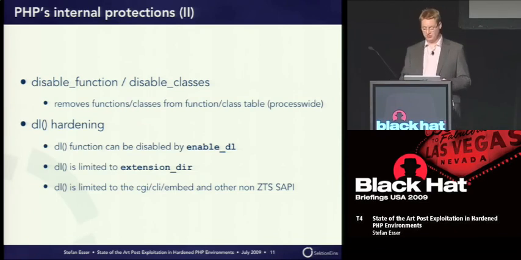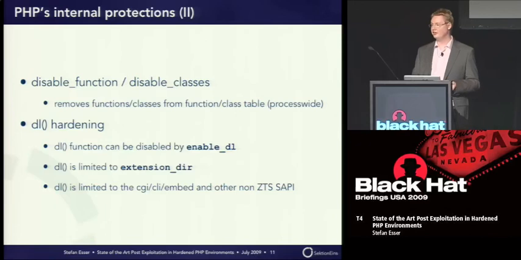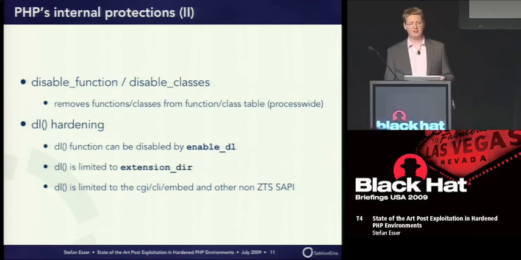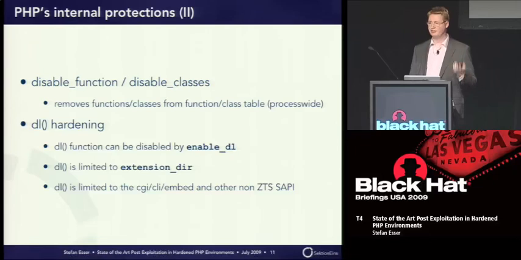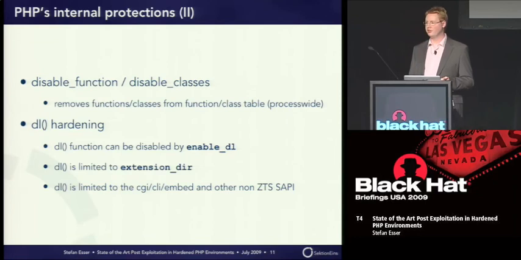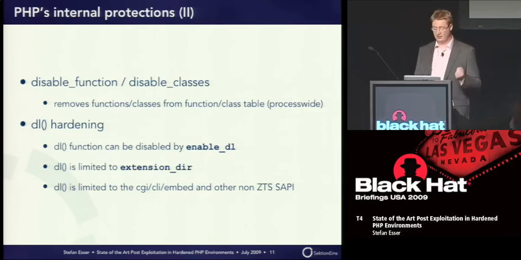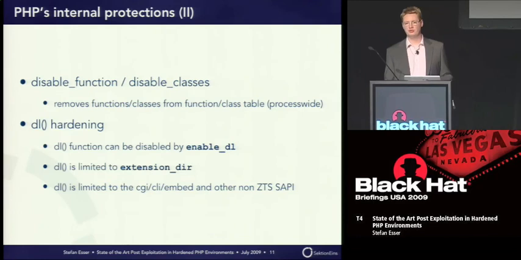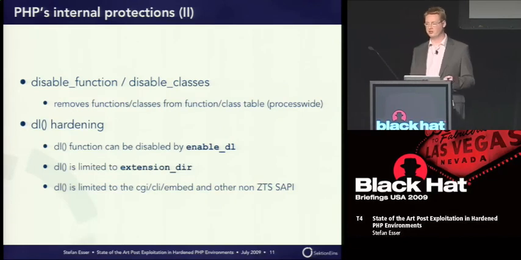The last thing that is hardened in PHP itself is the dl function to load PHP extensions. dl is just a wrapper around the dlopen C library function. There are some limitations in newer PHP versions. You can disable this function. The other limitation is that you can only load extensions from the extension directory. And if you have a thread-safe environment, then this function is completely disabled, because it only causes problems to load PHP extensions in a thread-safe environment.